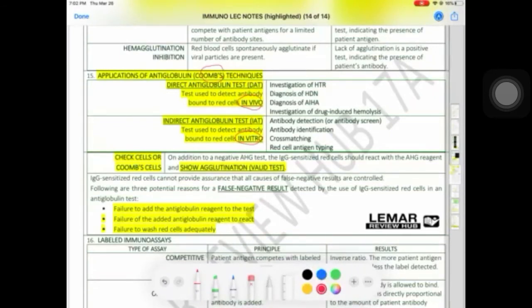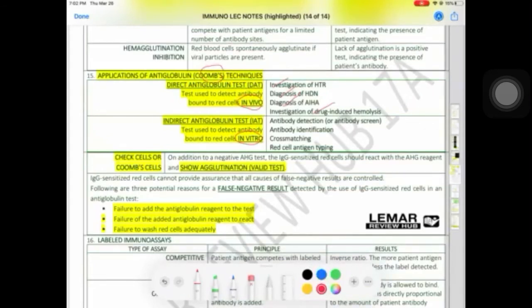Investigation of hemolytic transfusion reaction, diagnosis of HDN, diagnosis of autoimmune hemolytic anemia. Remember, ito yung test that will help us differentiate autoimmune hemolytic anemia from hereditary spherocytosis. In autoimmune hemolytic anemia, the DAT test is positive, and investigation of drug-induced hemolytic anemia. In direct Coombs, the test will detect for in vivo sensitization of the red cell.